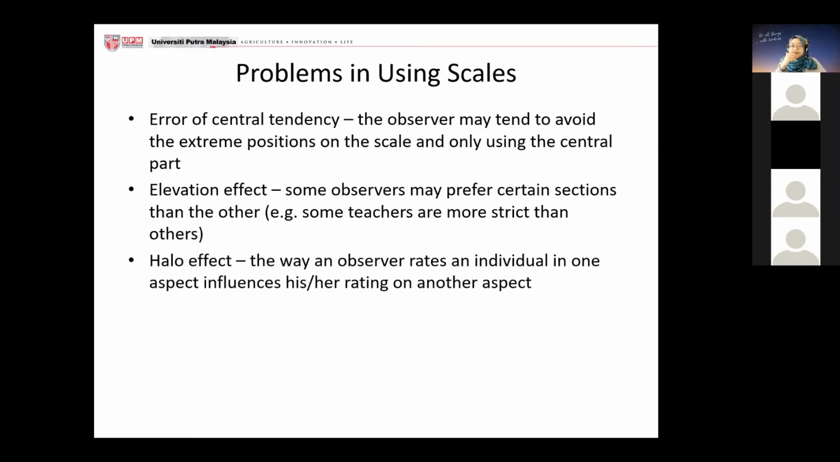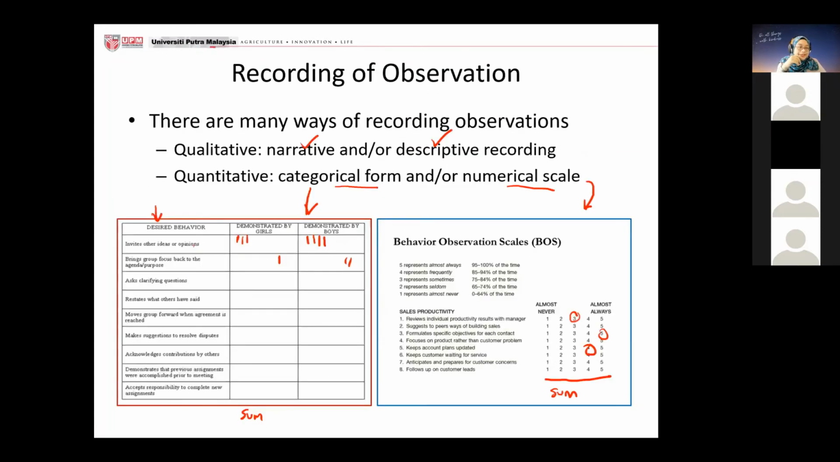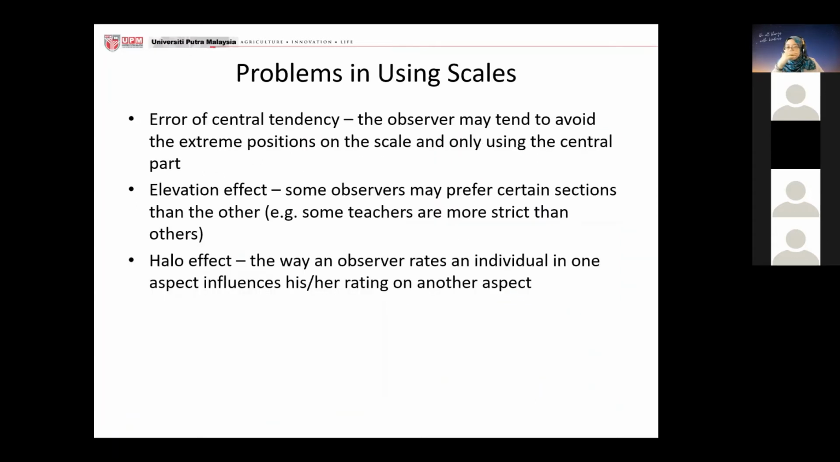Right, scales. If you look here, we have something that looks like this. 1, 2, 3, 4, 5. So we actually call that a scale. And if I'm not mistaken, we will have a look at that later on. But there are a few problems in using scales as well. The first one is error of central tendency.